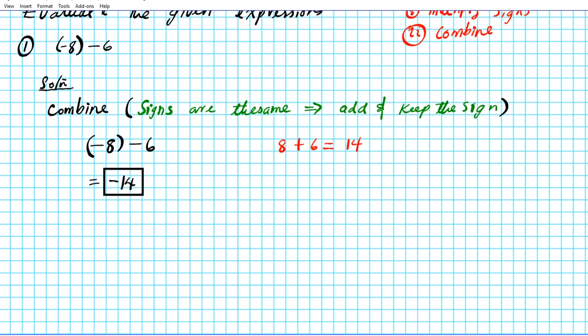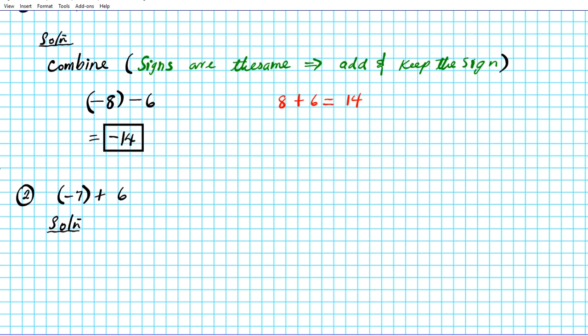Alright, let's try another example. Question 2. What if we have negative 7 plus 6? Okay? Alright, so in this particular case, do we have any signs adjacent to each other? Signs next to each other that have to be multiplied? The answer is no. So we're just going to jump right to step 2, which is a combination step. We're going to combine the numbers because each number has a sign. 7 has one sign and 6 has one sign in front of it.